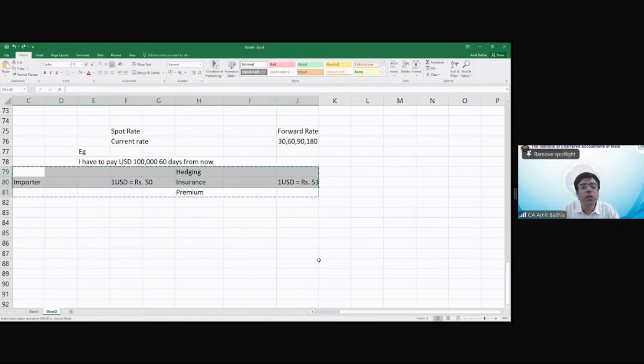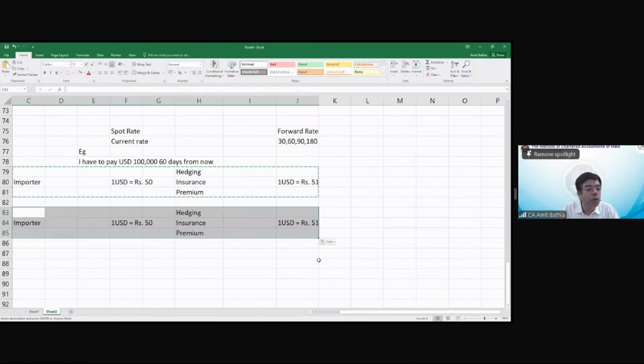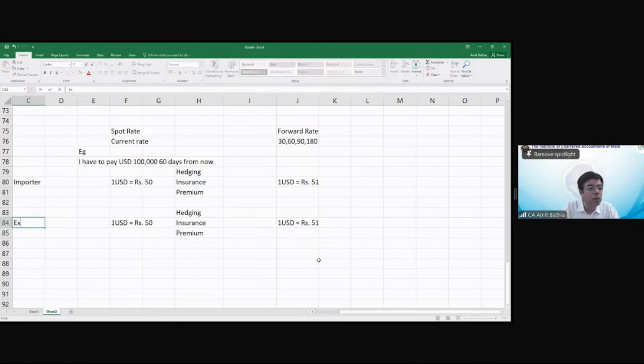Yes. Would your counsel remain the same? Rupees 51 will be multiplied with the foreign currency that comes in. Yes. Now you are the exporter. So would you still recommend that I get this particular insurance in this case, or would you say, convert your dollars into rupees 60 days from now?